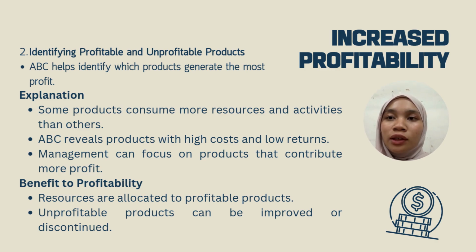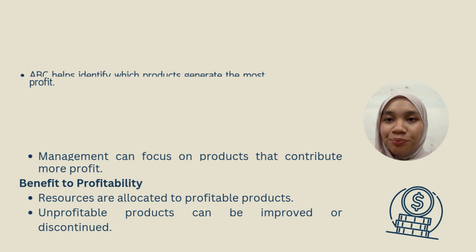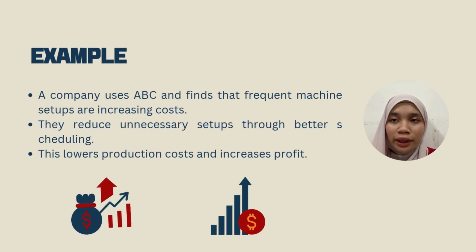The direct benefit to the bottom line is twofold. First, valuable company resources are reallocated strictly to highly profitable products. Second, products that are revealed to be unprofitable can either be operationally improved to cut costs or completely discontinued to stop the financial impact. To bring this all together, let me share a practical example of ABC in action.